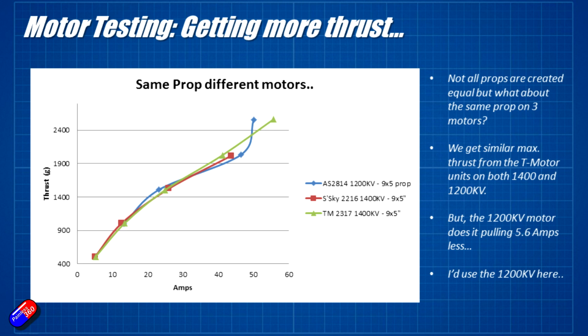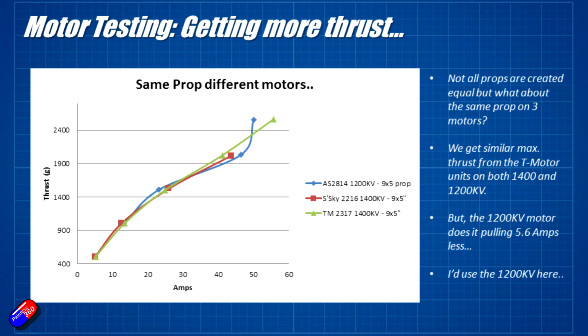But what this graph clearly shows is that if I wanted to add more kV into the model, then using a motor of the same size, a 2814 motor, would be what I'd have to do. Going to a smaller motor with a higher kV isn't actually going to give me that much more thrust. So don't fall into that trap. If you need more kV, then ideally pick a motor of the same size with a higher kV rating. But if you want more efficiency, you might want to do what I'm doing here, which is go for a lower kV, but add a bigger prop.